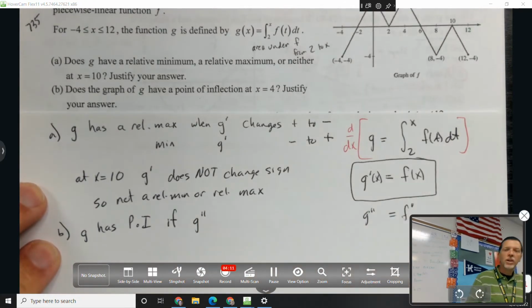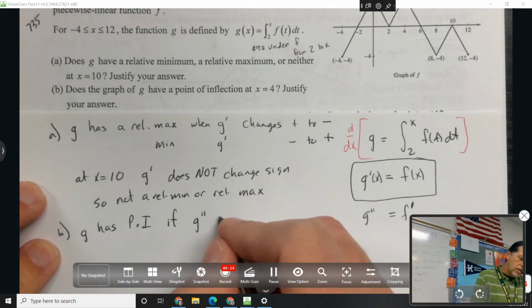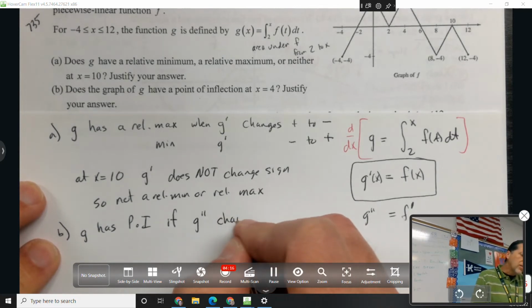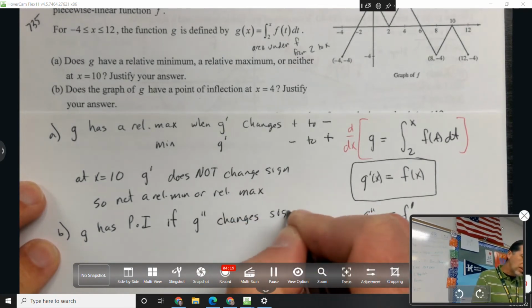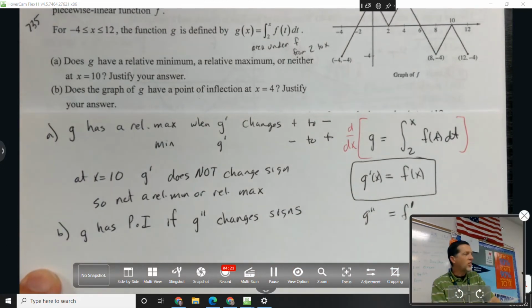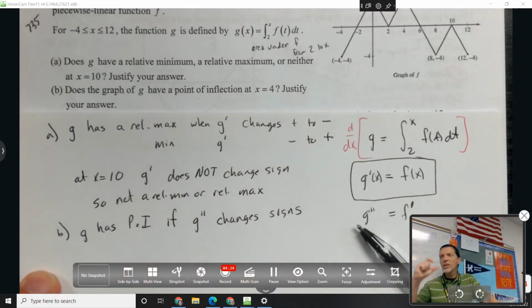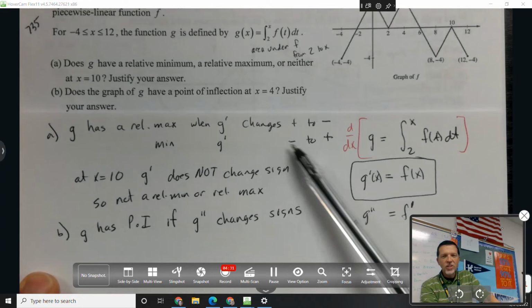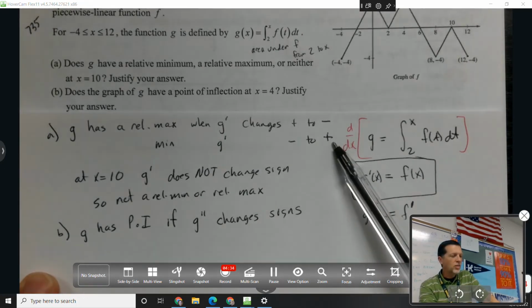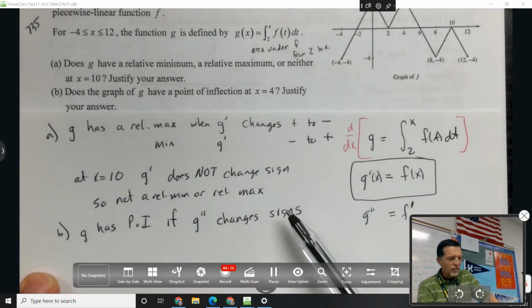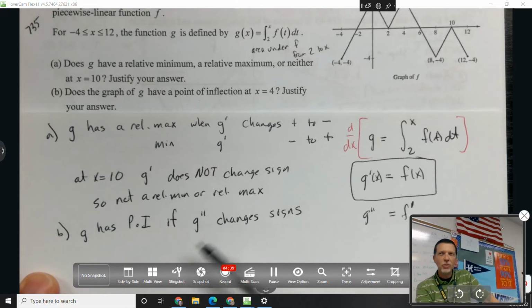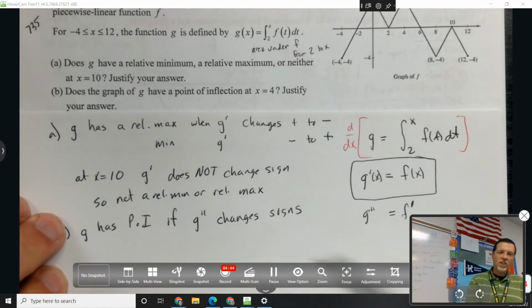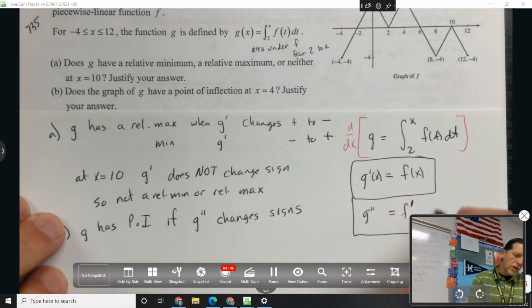That's true. Changes negative to positive. Right? No, it doesn't matter which way it changes, as long as it changes. So there's this parallel stuff between the first derivative and the second derivative. With the first derivative, there are specific names for which sign change happens, like plus to minus versus minus to plus. With the second derivative, if it changes signs, there are no specific names for which way it changes. It's just a point of inflection if g double prime changes signs. But g double prime is f prime.